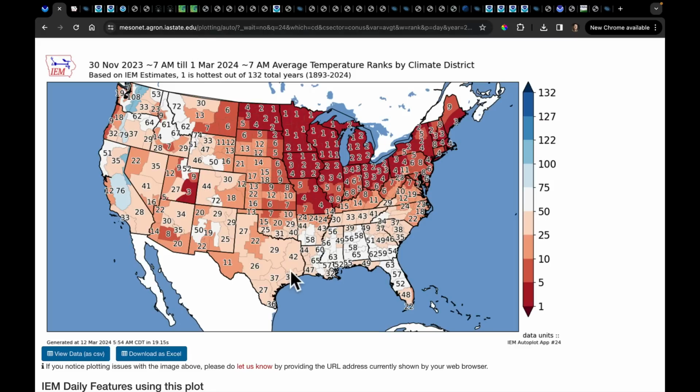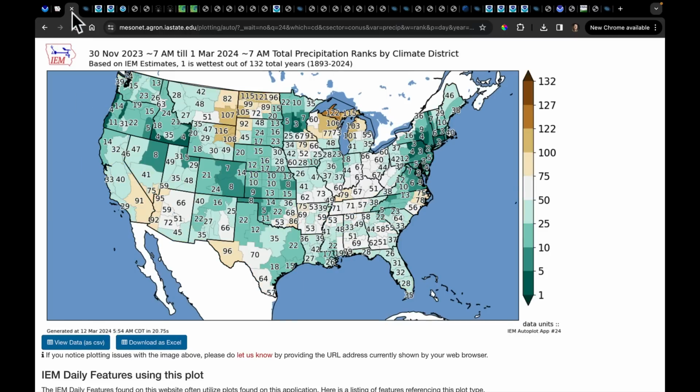That was when all that Arctic air came through. But outside of that, just incredibly mild conditions for these climate districts. Okay, what about the precipitation side of it?